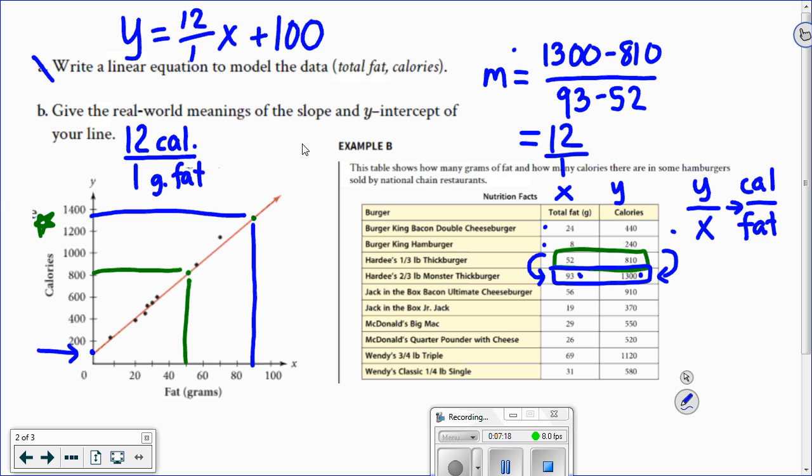So our slope means there are 12 calories per every 1 gram of fat. Okay, what is the y-intercept? What does the y-intercept mean? Recall that the y-intercept crosses the y-axis. Wherever I cross the y-axis, the value of x is going to be 0. So at 0 grams of fat, I'm going to have still 100 calories. Right, so there's my y-intercept.